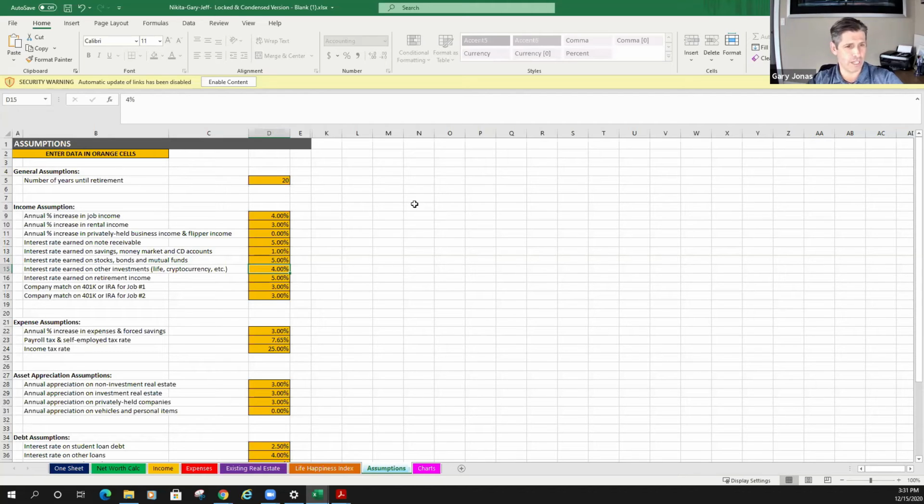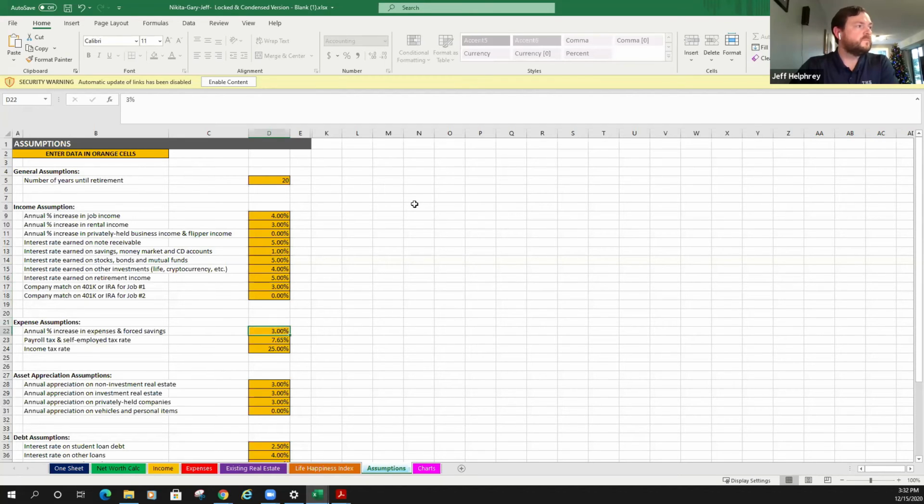Interest rates on other investments, which is life insurance, that kind of stuff. 4% seems like a reasonable number. We're going to leave that in if you're okay with that. Interest earned on retirement income. So that's your 401ks and that kind of stuff. So that's in at 5% as well. We'll leave that there for right now. Now the next one is company match. So what percentage of your income does your company match if you have a match on your 401k? So I'm assuming, Nikita, that you work for the Howe Group. We're going to put you in at 3%, which is they match 100% of what you put in up to 3%. And then we're going to say that Steve's company that he works for is not as good and they don't match anything. So that's what we're putting in.